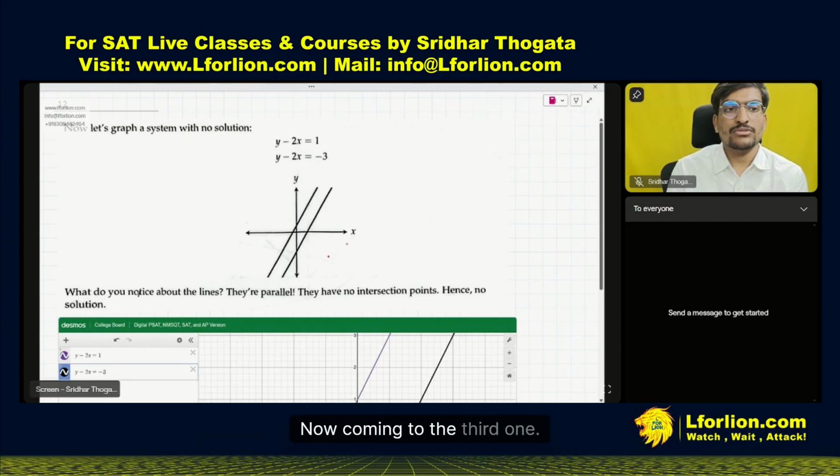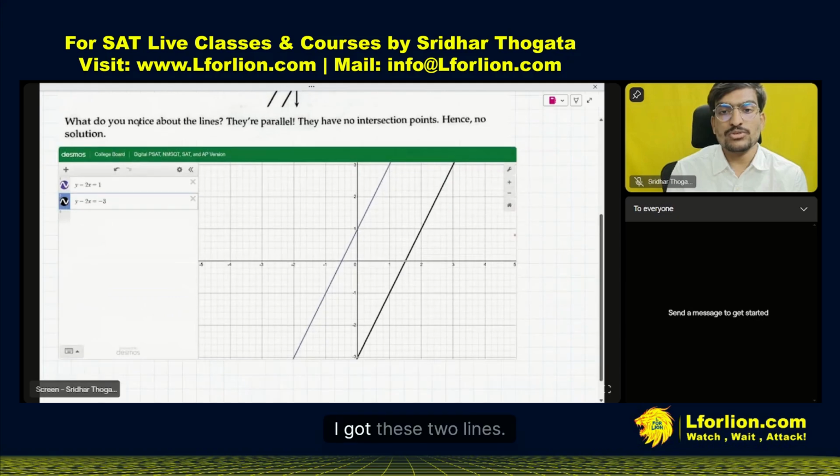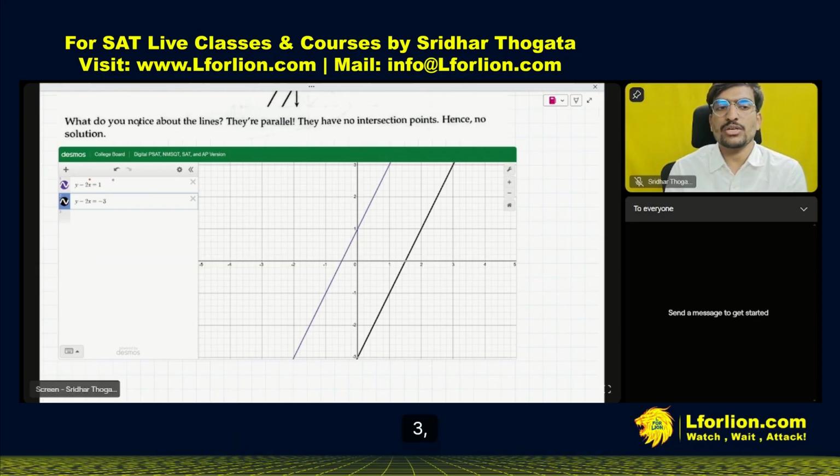Now coming to the third one, equation 1 and equation 2. I just kept these two equations into Desmos and I got these two lines. You can ask me how these two lines came. Same story: just substitute random x equals 1, 2, 3, 4, get the y points, and graph both x and y points. You get this first line. Repeat the same concept and you get the second line.